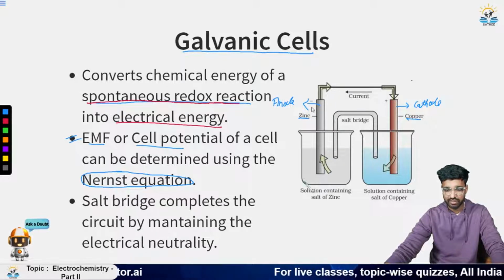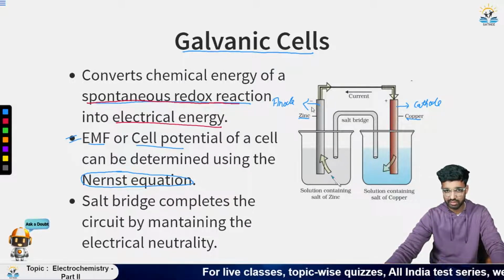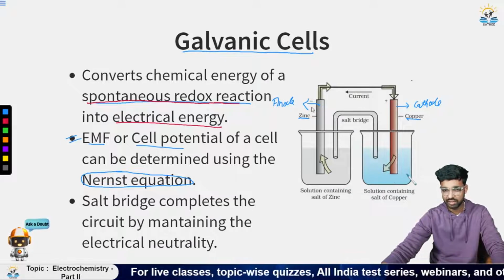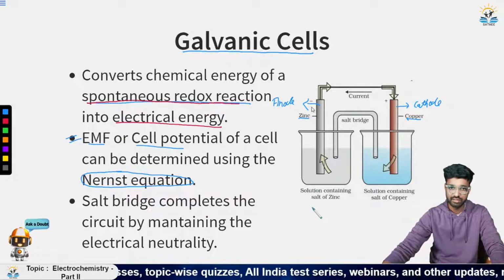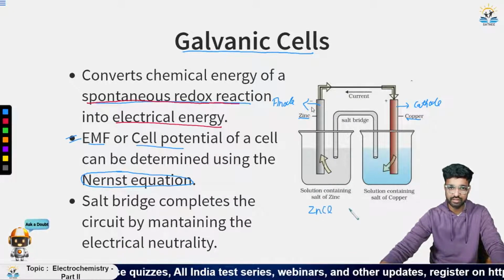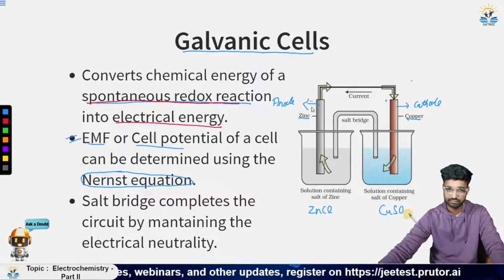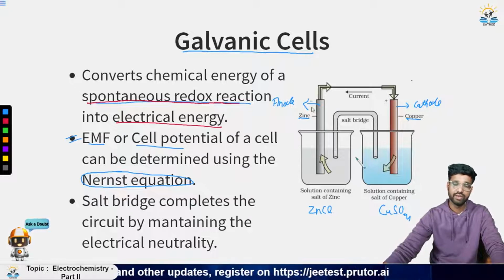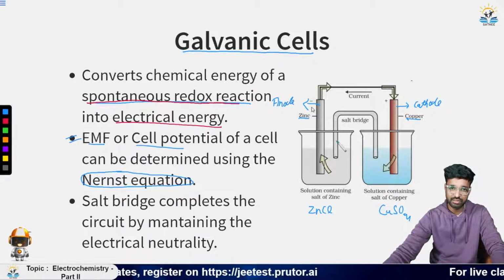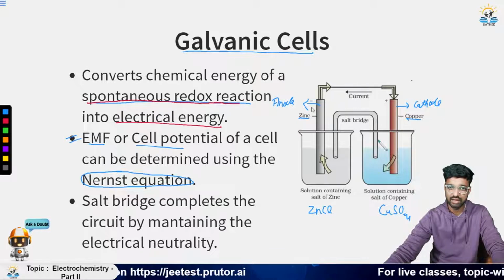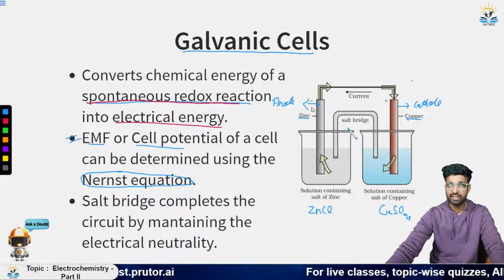Second, we have taken a solution of the same metal. So it can be ZnCl and this can be copper sulfate. This can be any salt of zinc. In this case it is zinc chloride, and in this case it is copper sulfate solution. Now what we have done is put a salt bridge here. What the salt bridge does is help in maintaining electrical neutrality.